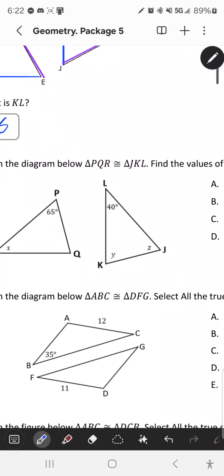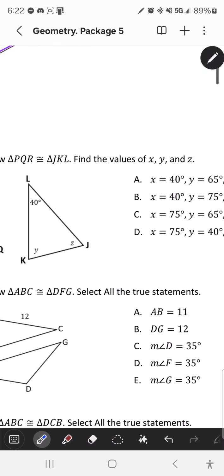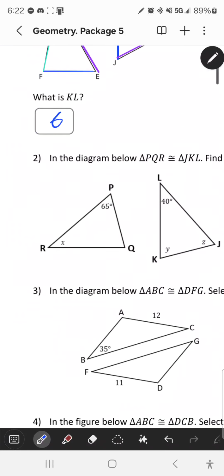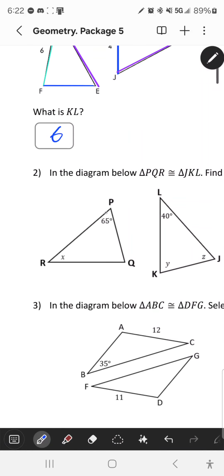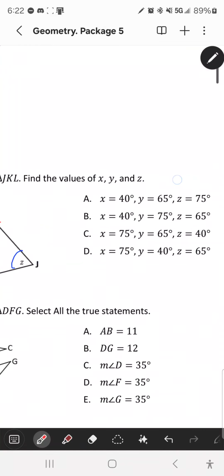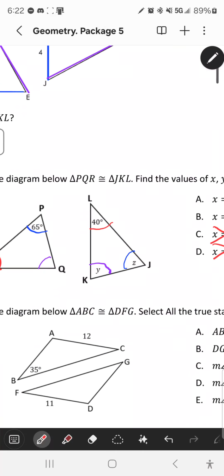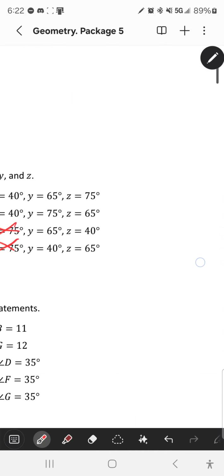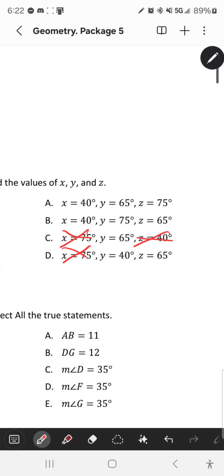Now, in the diagram below, PQR is congruent to JKL. Find the values of X, Y, and Z. Okay, so P goes with J. Q goes with K. Then R goes with L. So X equals 40. Then Z equals 65. Yeah, we got the answer is B.